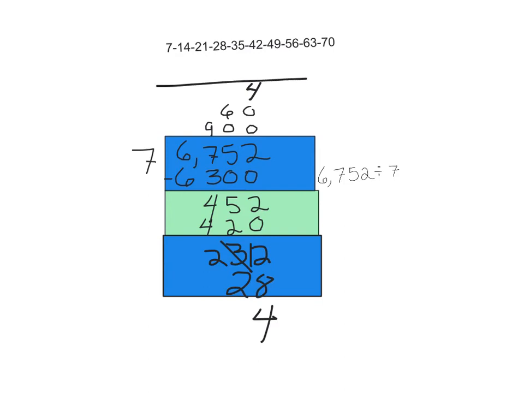And now I simply add up, and I get 4 here, 6 here, and 9 here. And once again, that's because I simply added this up, and this up, and this up. And now I got to plug in my remainder, which is this 4 right here. And bam, there you have it. 6,752 divided by 7 equals 964 with a remainder of 4 left over.